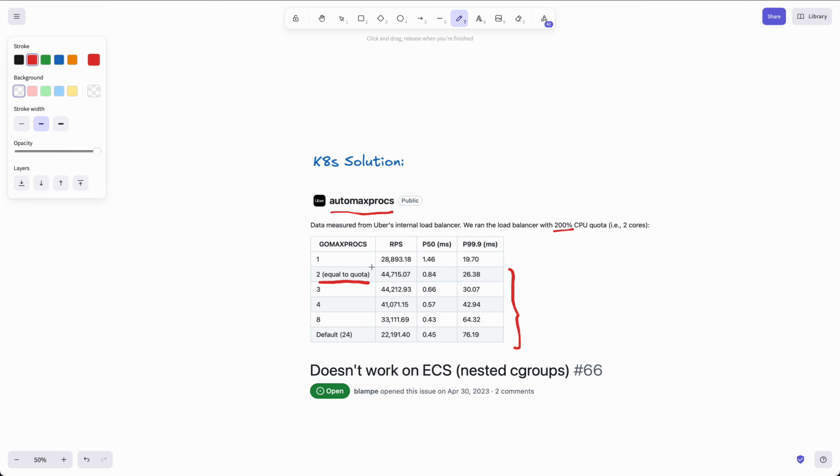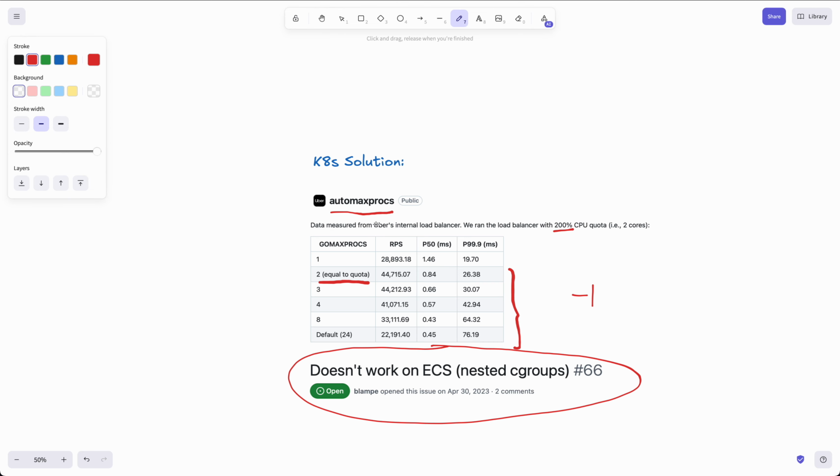Unfortunately though, if you are running inside of ECS, there is this issue here where automaxprocs will not work, and the reason is that the AWS agent sets the CFS quota to -1, and we know that if we specify a value to GoMaxProcs of anything less than 1, then the runtime.NumCPU function is going to look at the number of CPUs on the host and set that to GoMaxProcs, in which case it would be 8.